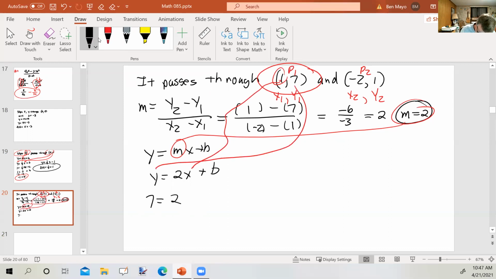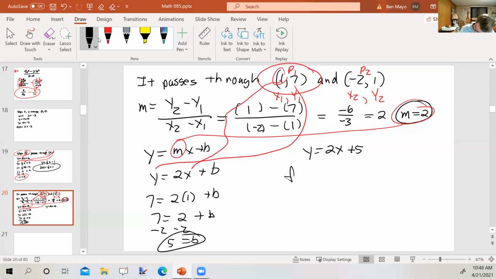So 7 equals 2 times 1 plus b. 7 equals 2 plus b. Subtract 2, 5 equals b, or b equals 5. So I know the slope and the y-intercept. Using function notation, I get that.